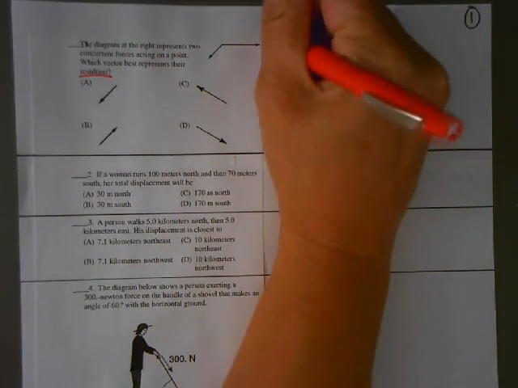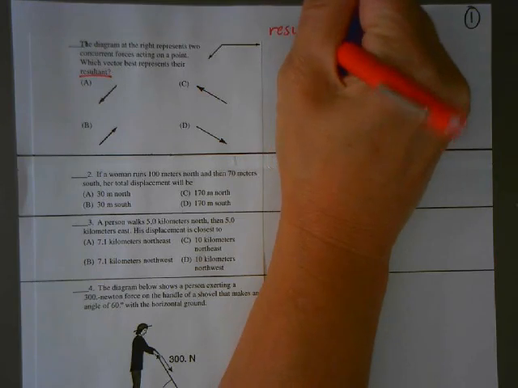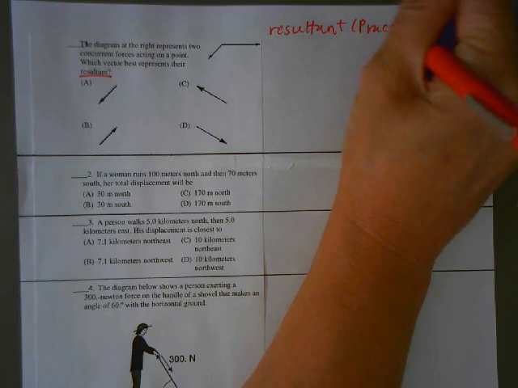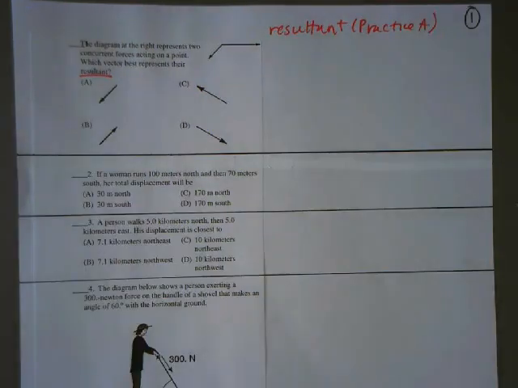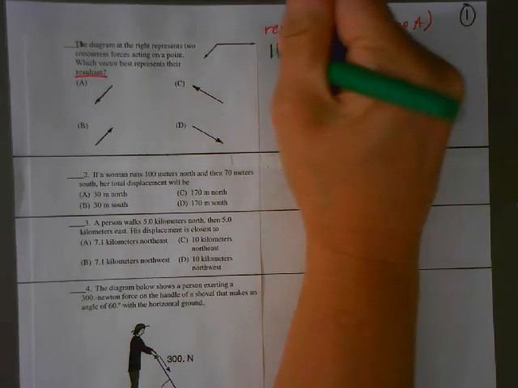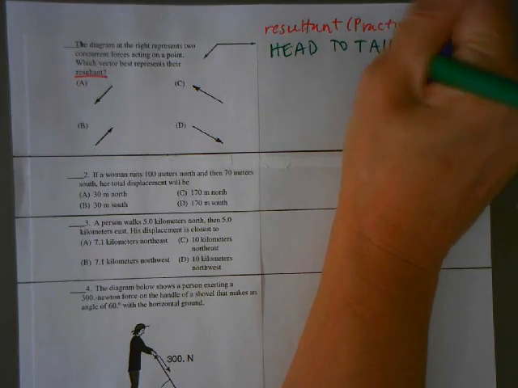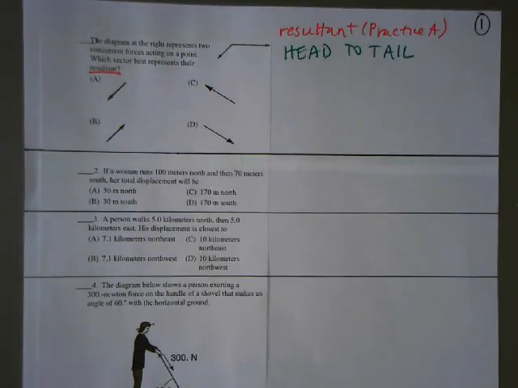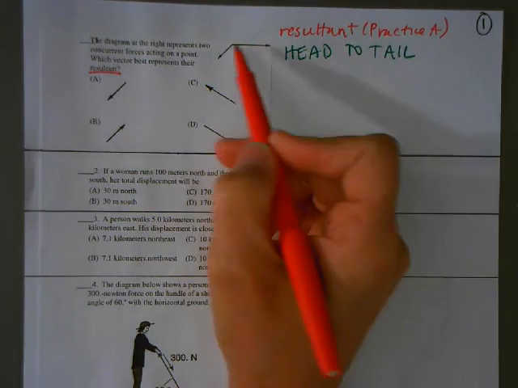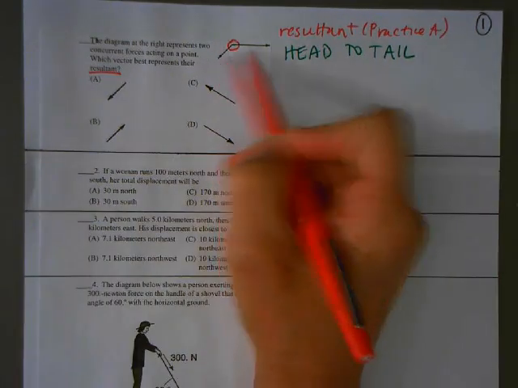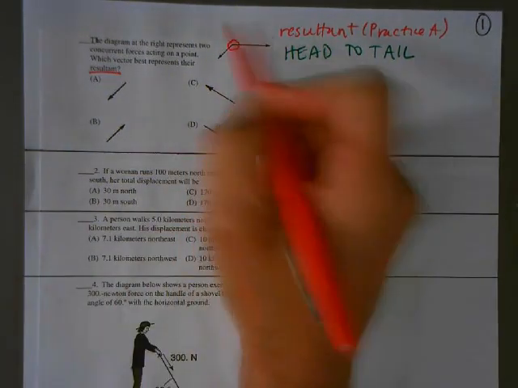So this is resultant, which was practice A. And the one rule for adding vectors is vectors are added head to tail, okay? So what we're going to do is, and it doesn't matter the order. Let's say I start, these are tail to tail. They are not head to tail, so I just don't connect these. So it doesn't matter which order.